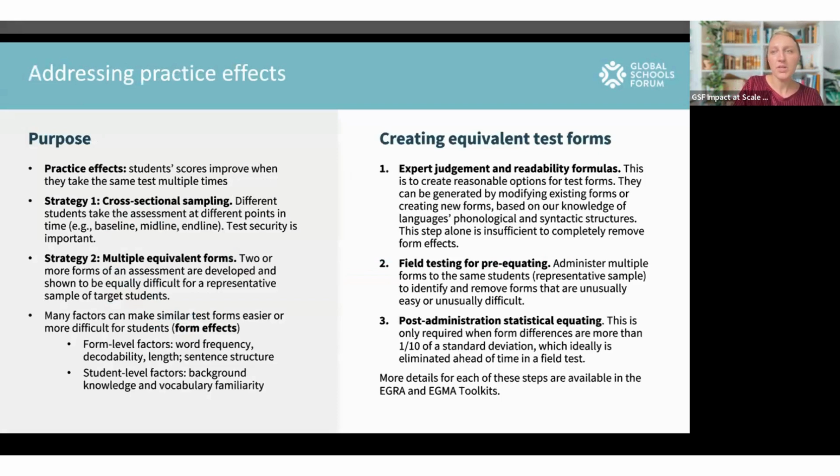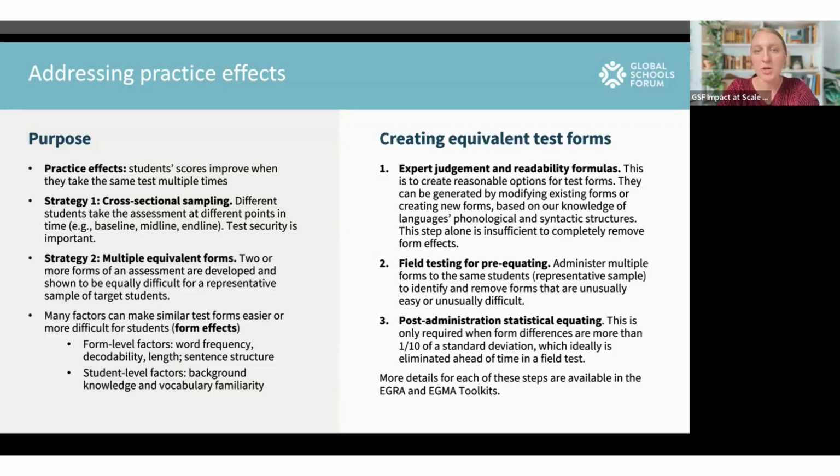One really crucial point here is that the reason you might need multiple test forms is largely due to practice effects, which means that student scores improve when they take the same test multiple times, even if they haven't learned anything new in the interim, just because they're familiar with the test questions. There are basically two ways to get around this. One is to do cross-sectional sampling, where you have different students taking the assessment at different points in time. If you do this, obviously test security is important so that the test wouldn't leak out and other people wouldn't have access to it before your endline.